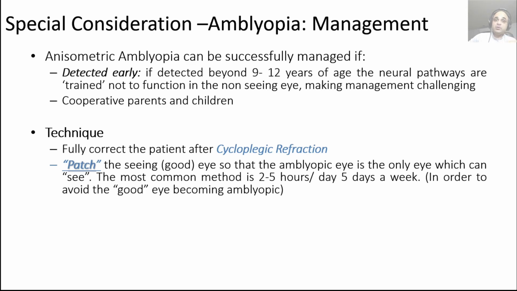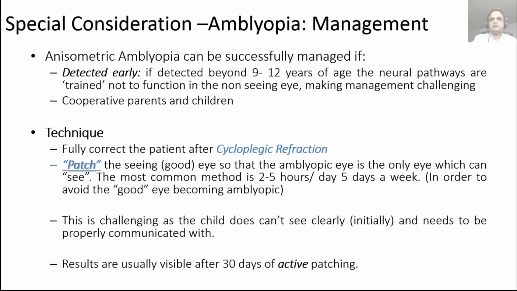Then we patch the good eye or the seeing eye so that the amblyopic eye is the only eye that the child is using. And since we have corrected this eye now with spectacles, the image on the retina is clear. We just need to kickstart the pathway, and that is by patching. And the most common method is between 2 to 5 hours a day for 5 days a week. 5 days a week, simply we don't want the eye behind the patch to become amblyopic because the child is in a developmental age. So we fix one eye, we don't want the other eye becoming amblyopic. So we allow the child to use both eyes over the weekend or any 2 days of the week.